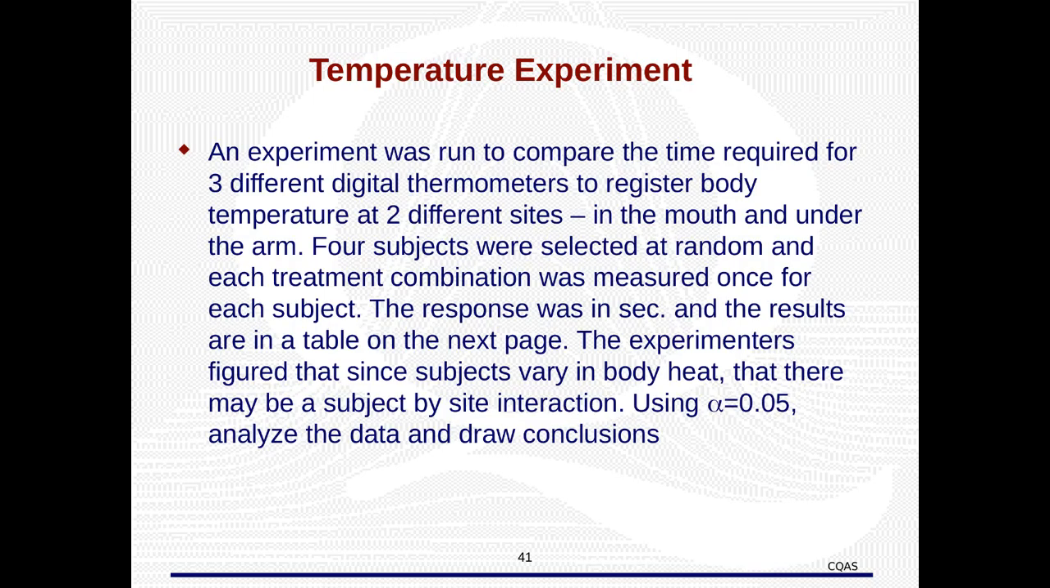Specifically, we're interested in investigating whether there's a subject-by-site interaction, as the experimenters hypothesized that subjects may vary in their body heat. To analyze this data, we can use a two-way ANOVA to examine the main effects of thermometer and site, as well as any potential interactions between these factors. The F statistic will allow us to determine whether there's a significant difference between the means of each treatment combination. In particular, let's focus on the interaction term between subject and site. This is where we're looking for evidence of a subject-by-site interaction, which could indicate that different subjects respond differently to the 2 sites.